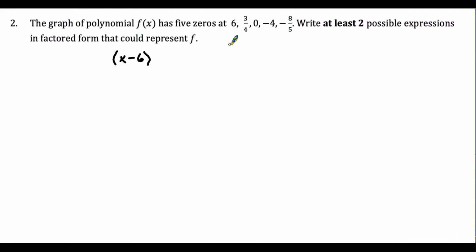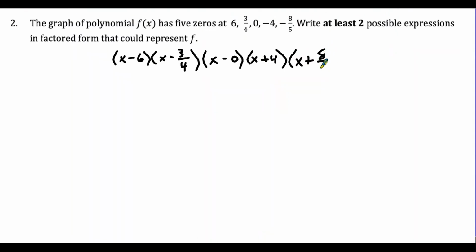Okay, so with that in mind, I can write the rest of these factors then. I could just say that this x-intercept of 3/4 could come from a factor of x minus 3/4. 0 could come from x minus 0. Negative 4 would come from x plus 4, and negative 8 over 5 could come from x plus 8 over 5. Now, this middle factor that I wrote of x minus 0, much more commonly, we will just see that written as x, all right, just as x.